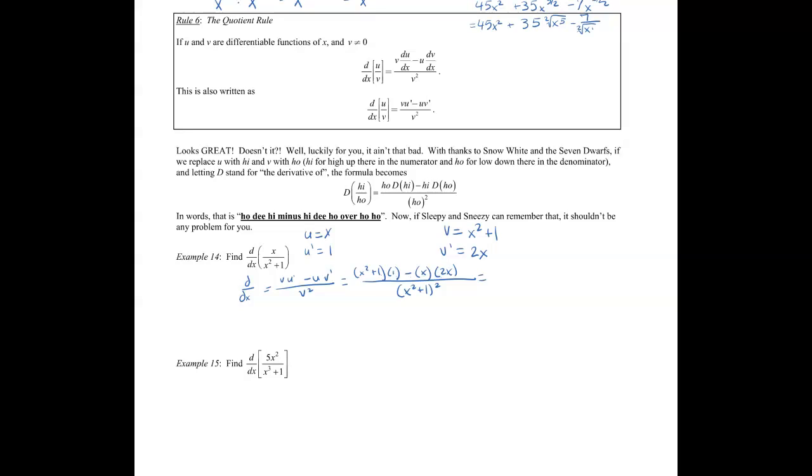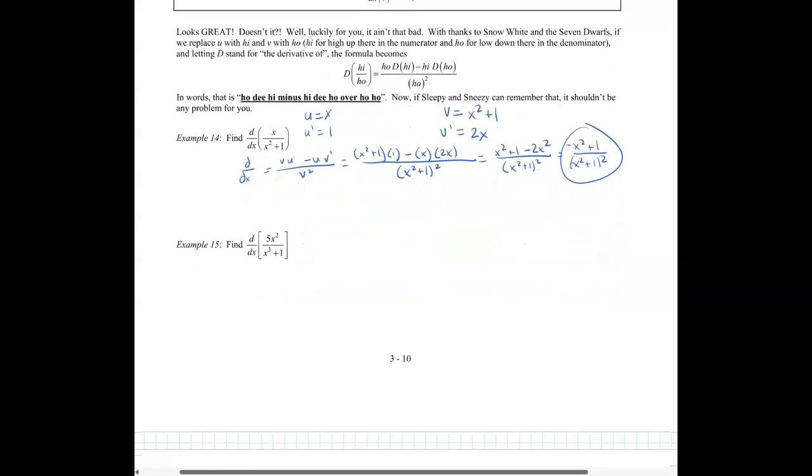We can distribute out that 1, and I just get x squared plus 1. And then I distribute x times 2x, which gives me minus 2x squared, all over x squared plus 1 quantity squared. So all in all, I get negative x squared plus 1 all over x squared plus 1 quantity squared. Unfortunately, in this case, those aren't going to cancel, so this is as simplified as I can get it. So let's move on to the next one.